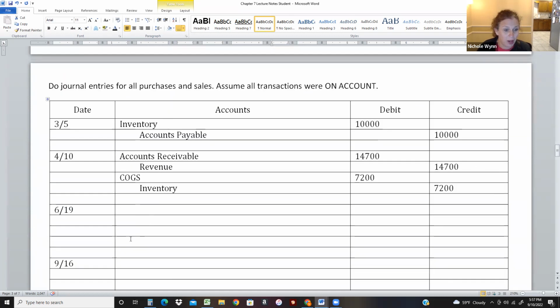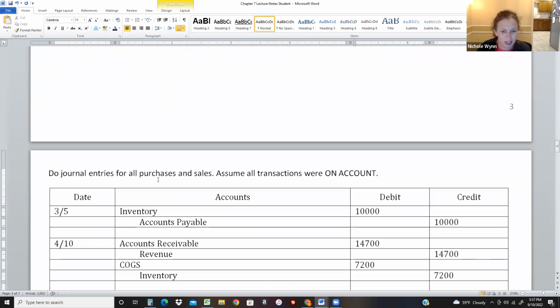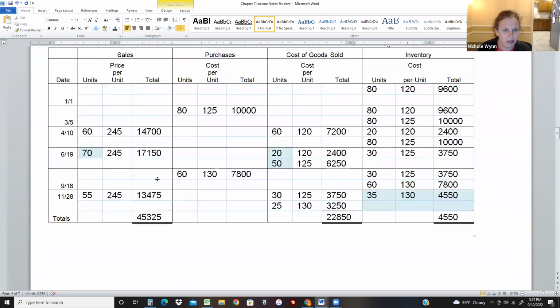So, okay, next one, June 19th, same accounts, just updated numbers. On our June 19th sale, it was for 17,150. And the cost of the good that was sold, it's both of those. So I need to add them together.